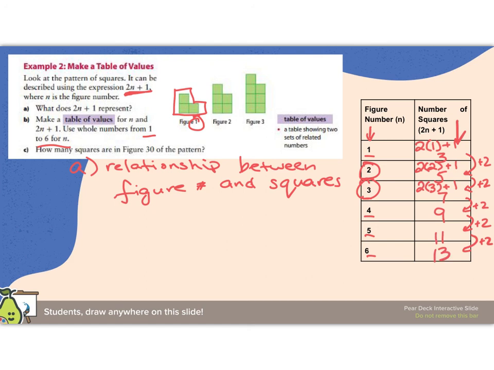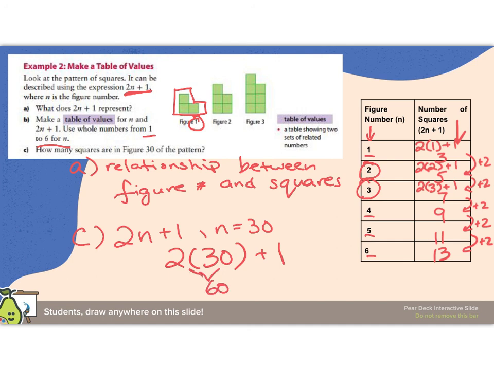Lastly, for C, how many squares are in figure 30 of this pattern? I would just fill in 2n plus 1, but now I know that n equals 30. So same thing, 2 bracket 30 plus 1. I have multiplication and adding, so I'm going to do my multiplication first. So 2 times 30 gives me 60 plus 1. Final answer, 61. So in figure 30, there would be 61 squares.